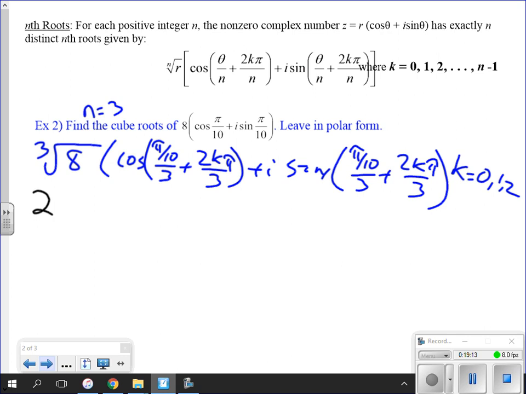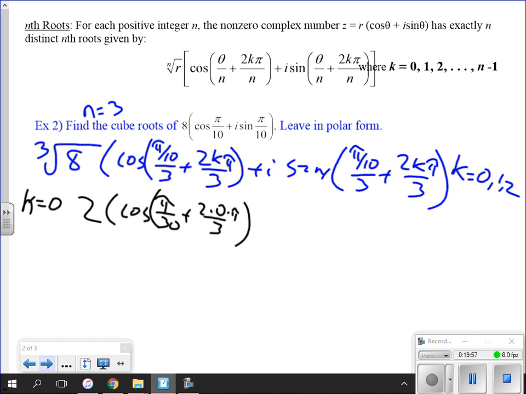I'm going to do 3 of them, right? First one, k is equal to 0. So I get 2, because the cube root of 8 is 2, times the cosine. Pi over 10 divided by 3 gives me pi over 30. So this is going to be pi over 30 for all of them. So I get pi over 30 plus 2 times 0 times pi over 3.